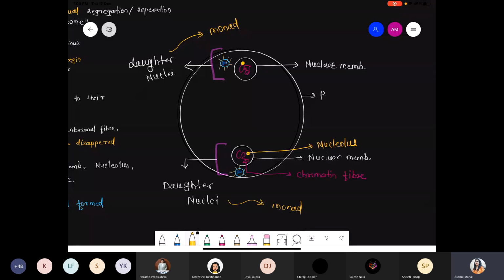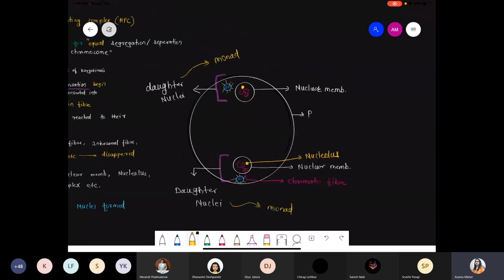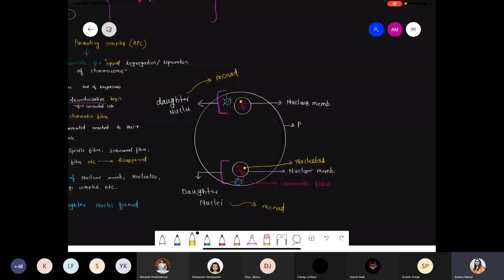That's it. Compared to the initial diagram, when we start from the prophase, per cell only a single nucleus is present. But now at the end of the telophase, we obtain exactly two sets of nuclei. Common cytoplasm, but all the material gets doubled and two nuclei get formed, and both nuclei represent the monad condition. Got it?